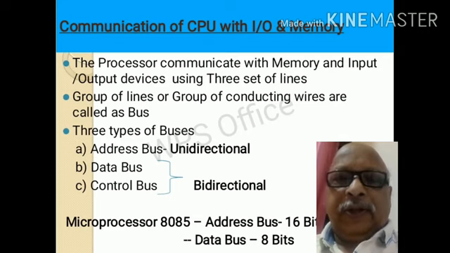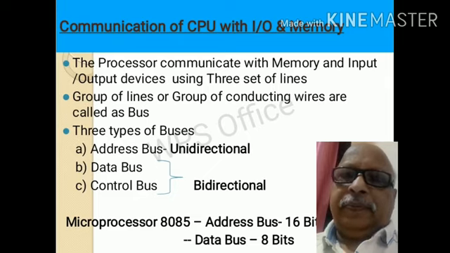That is bidirectional. So microprocessor 8085 has an address bus of 16 bits and a data bus of 8 bits.